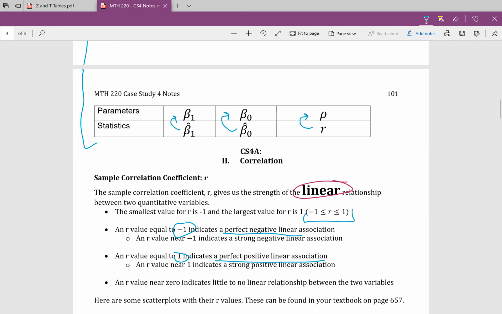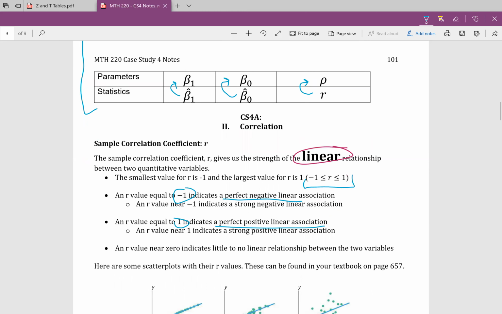Okay, so what I want to do with these next few scatter plots is look at them and talk about what type of value or the words you would use for R here.